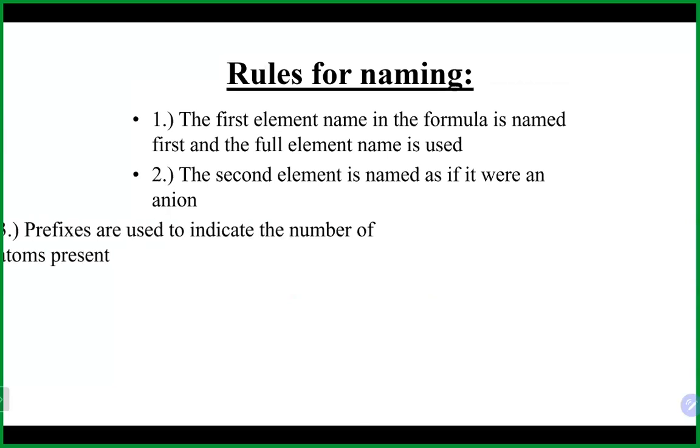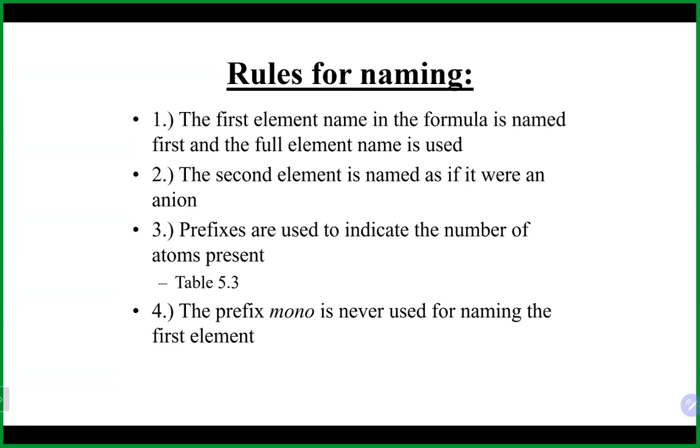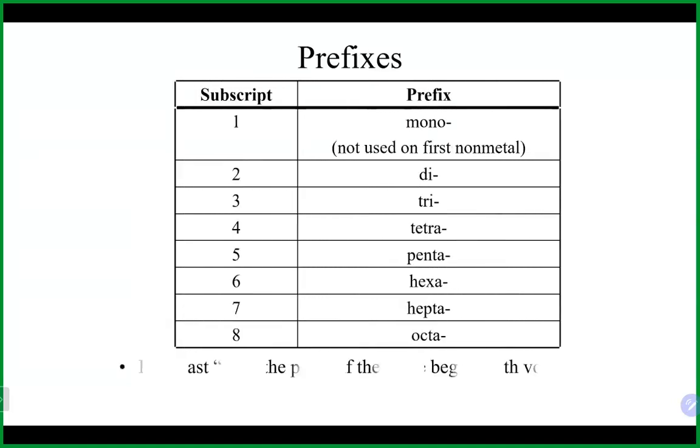All right. Now, how do we go about naming these things? The first element is always named first based on the formula, so we just go in order. When we're given the formula, we go from the first element to the second element, and also in the name as well. Obviously, based on the name that's given to you, the first one is the first element and the second one would be the second. Prefixes indicate the number of atoms that are present. And as we said, mono is not used on the first element, but it is okay on the second. So this is our prefix table.